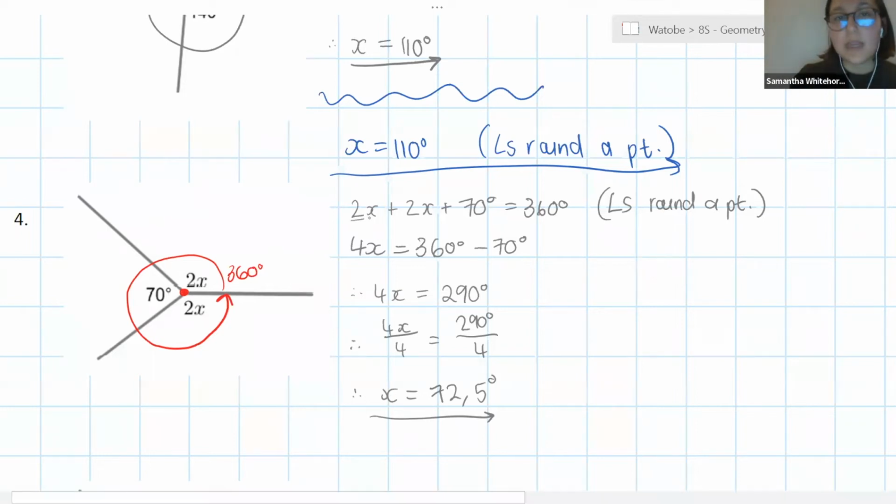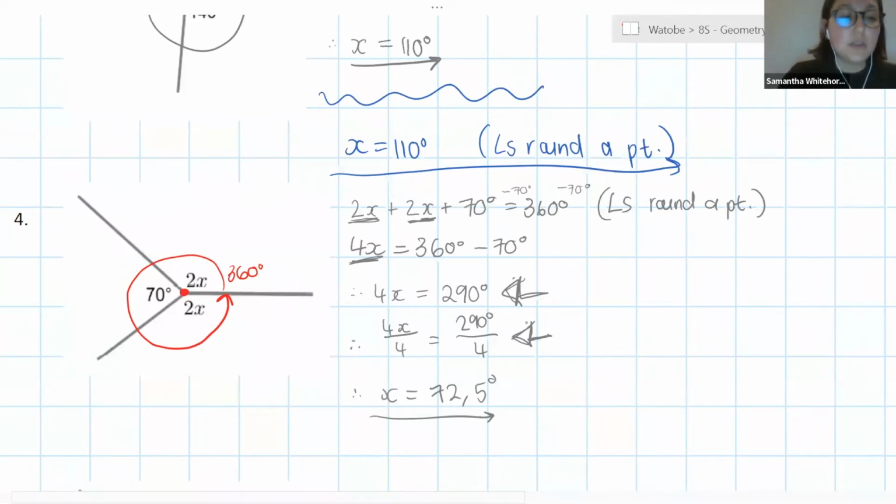From there, we saw that we had some like terms. So 2x plus 2x gave me the 4x. And then because I want to solve for x, essentially we subtract 70 degrees on both sides so that my x's are on the left and my constants are on the right. So 360 minus 70 is 290. So I'm left with 4x is equal to 290. And then remember, guys, the goal is I want to solve for x. So I need to divide both sides by 4 in order to get x alone. And so I get that x is equal to 72.5 degrees.